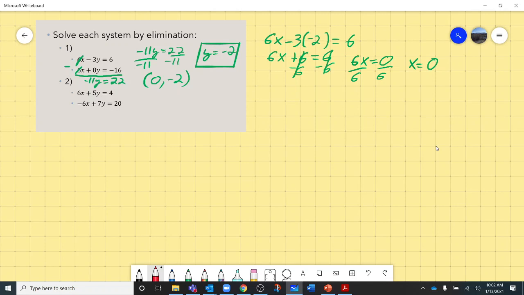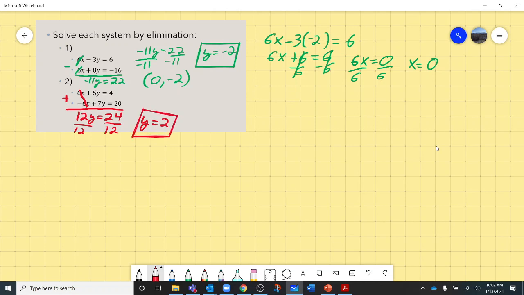Okay, for the second one, this time we have a positive 6x and a negative 6x, so let's go ahead and add our two equations together. 6x plus negative 6x, that's going to cancel out. That leaves us with nothing. 5y plus 7y, that gives us 12y is equal to 4 plus 20 is 24. Divide both sides by 12, and we get y equals 2.